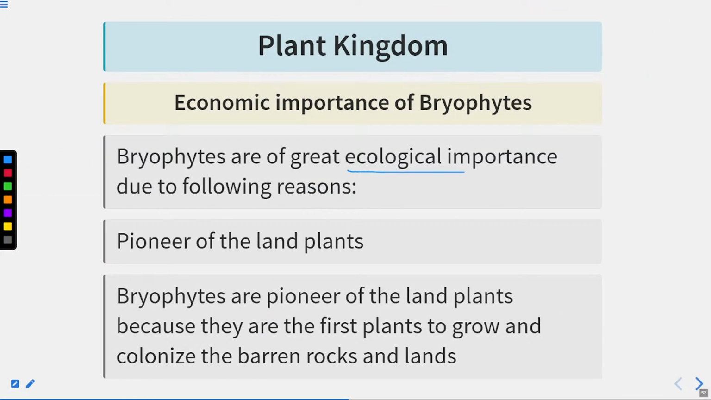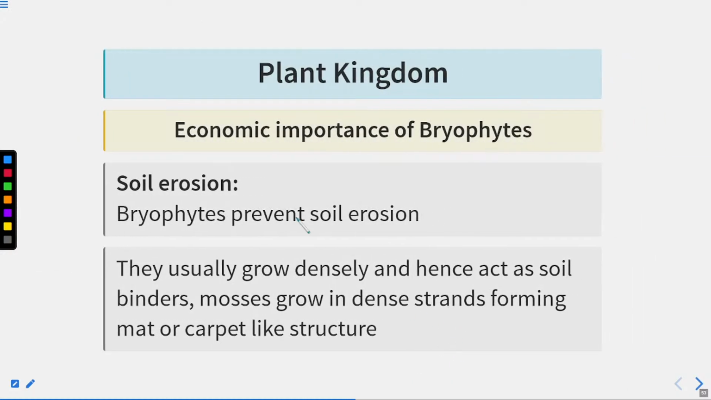Bryophytes are of great ecological importance. Why? Because they are the pioneers among land plants, because you have seen that they are present on the bare rock surface. They are the first plants to grow and colonize bare rock and lands. Bryophytes also prevent soil erosion, which we have already seen. They grow densely and hence act as soil binders.